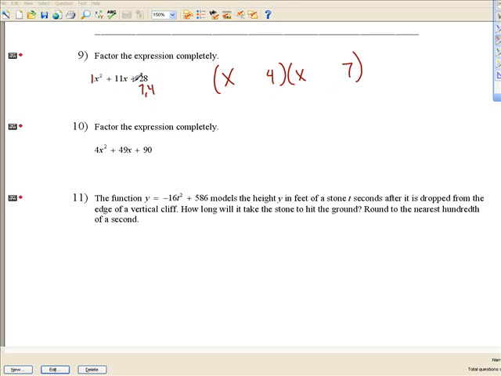The signs have to be the same. The only way to get a positive 28 is to multiply two negatives or two positives. And in this case, we need two positives because we need those to add up to positive 11. So there's my solution for number 9.